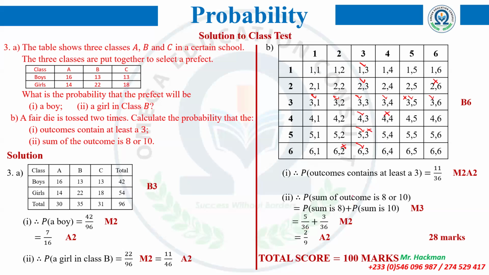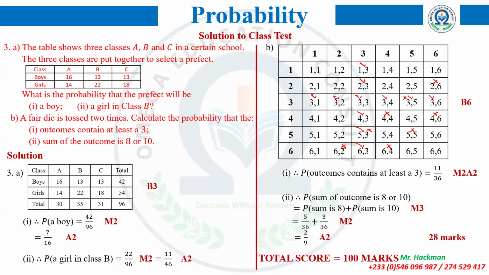Then P(sum is 10). Let's see the possible sums that will give us 10. This is one of them, 1, 2, then 3. So the diagonal here will be 1, 2, 3. So sum 10 will be 3 out of 36, and sum 8 will be 5 out of 36, and the connector is plus.